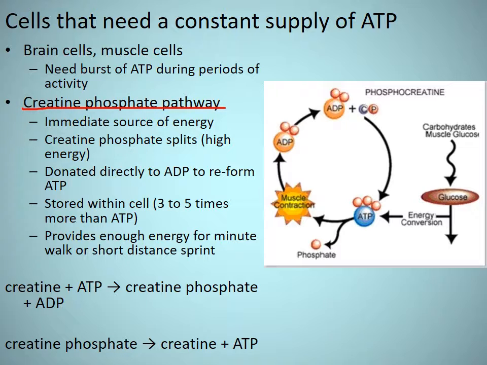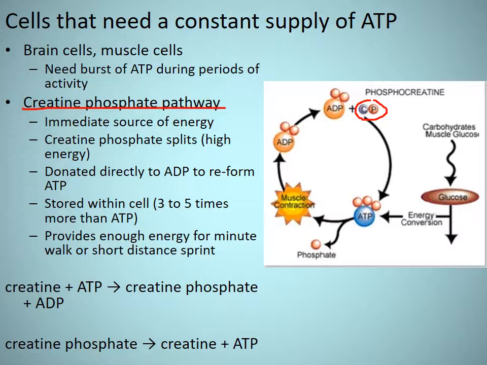Now, this is a question on your test because I will ask you, hey, is there another pathway that our cells can use when a sudden burst of ATP is required? And you will say, yes, Mr. Binder, there is. It's called the creatine phosphate pathway. And essentially this is an immediate source of energy. So we see creatine with a phosphate molecule.